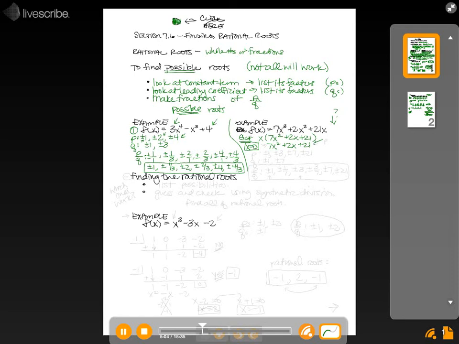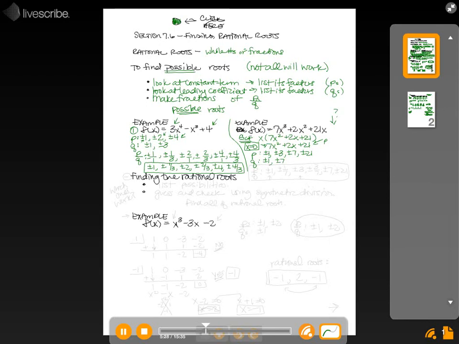Now we have our constant term and our leading coefficient, so we list out our p's, which are the factors of 21: plus and minus 1, plus and minus 3, plus and minus 7, plus and minus 21. We list our q's, the factors of 7: plus and minus 1, plus and minus 7.